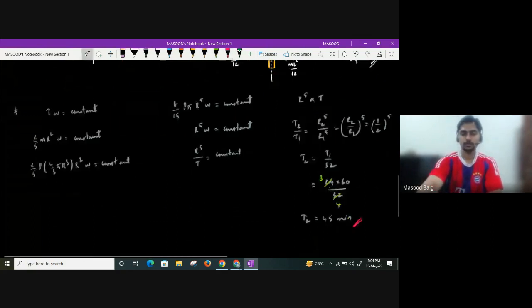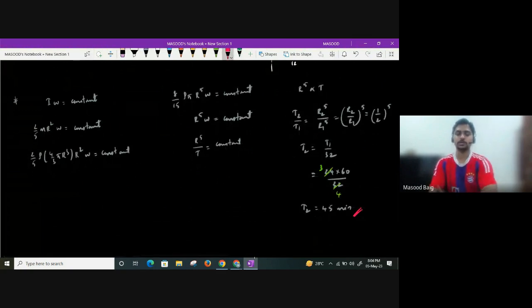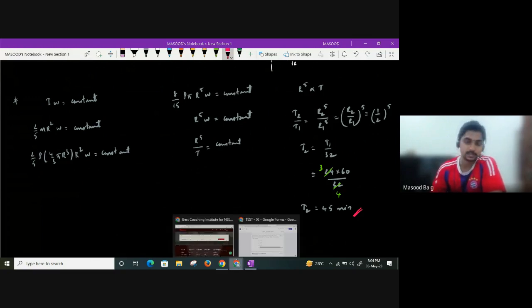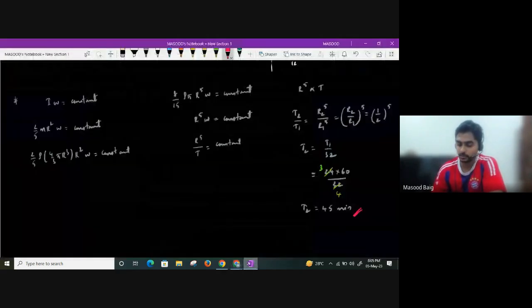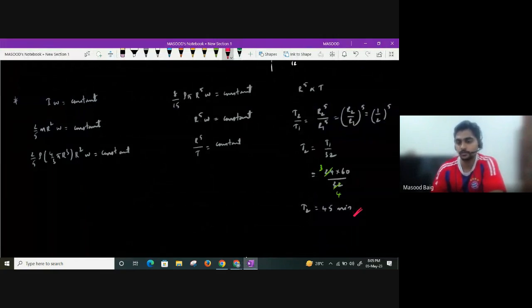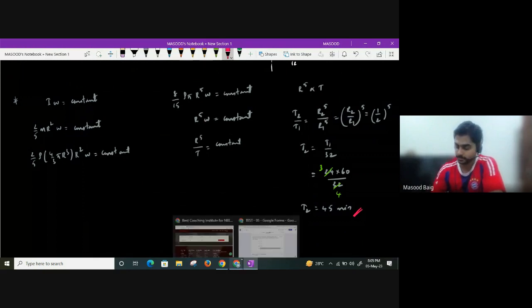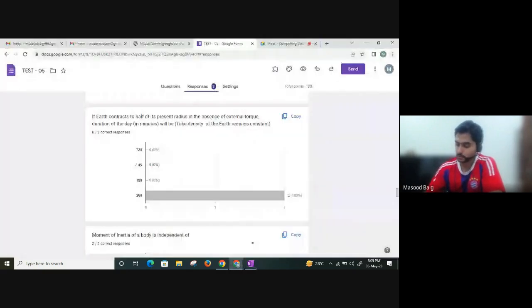Understood? Good question again. I omega will remain constant. Why? Because there is no external torque and Earth is rotating about its own axis. Earth is considered to be a solid sphere, so moment of inertia is 2 by 5 mr square. But if you look at the question, mass is not given as constant, density is given as constant. So as density is constant, I can write r power 5 divided by T will remain constant, or time period will be directly proportional to r power 5. Clear? It is also a good question. Understood all of you?